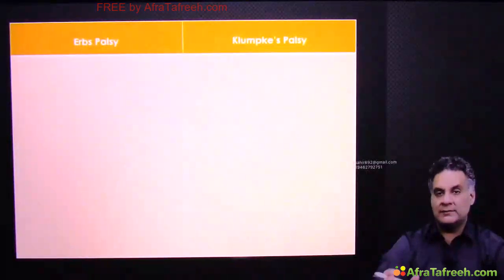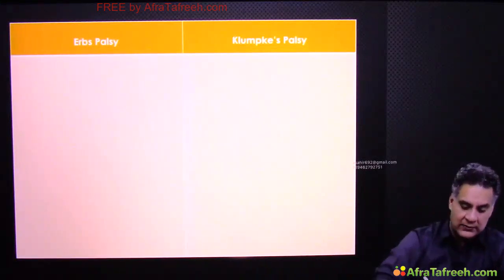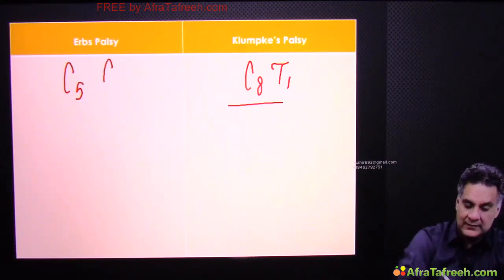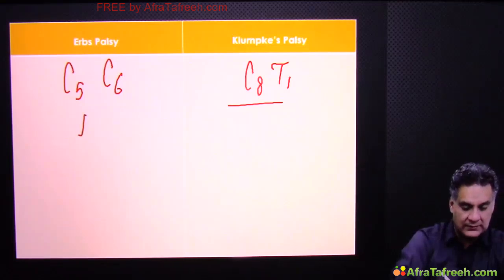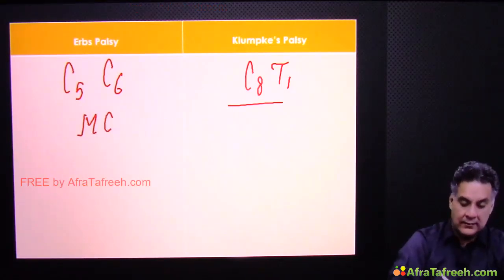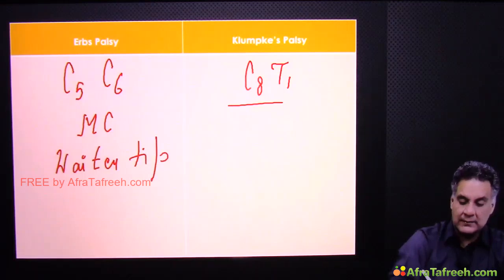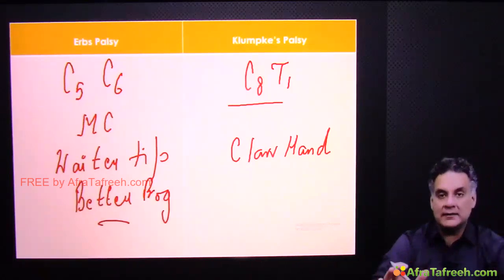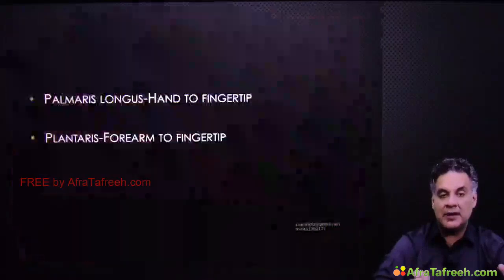And then you have something called Klumpke's palsy, which involves the C8 and T1 nerve roots, the lower palsy. Erb's palsy, C5, C6. Erb's is more common. Erb's palsy, waiter tip deformity, which I just described. Klumpke's palsy, the patient will have a claw hand. And remember, Erb's has a better prognosis because I told you, common things behave better. This is something that you should imbibe in your heart.